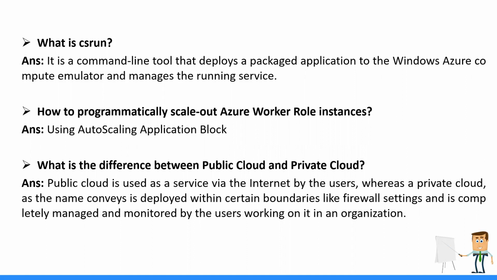Next, what is the difference between public cloud and private cloud? Public cloud is used as a service via the internet by the users, whereas the private cloud, as the name conveys, is deployed within certain boundaries like firewall settings and is completely managed and monitored by users working in an organization. Now, why is there a difference? If you are a student or a teacher, or somebody who is not from a private firm, they might want to use the public cloud. But if you work in a private firm, then keeping your data private is the utmost priority, right? So that is why, as the name suggests, this is the public cloud and the other is the private cloud.